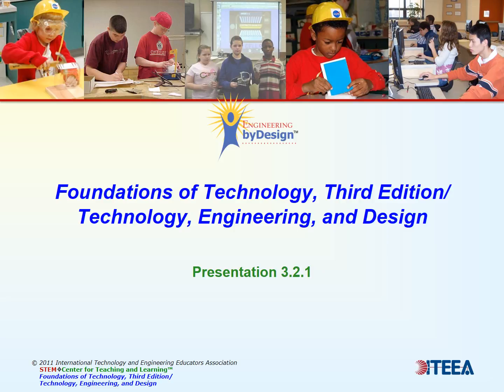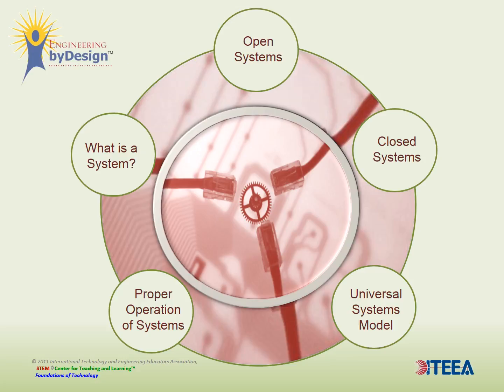Now we're going to talk about systems. This is a new section of Unit 3 that we're starting. We're going to find out what is a system, what are open systems, what are closed systems, and what are universal systems models, along with the proper operations of our systems.